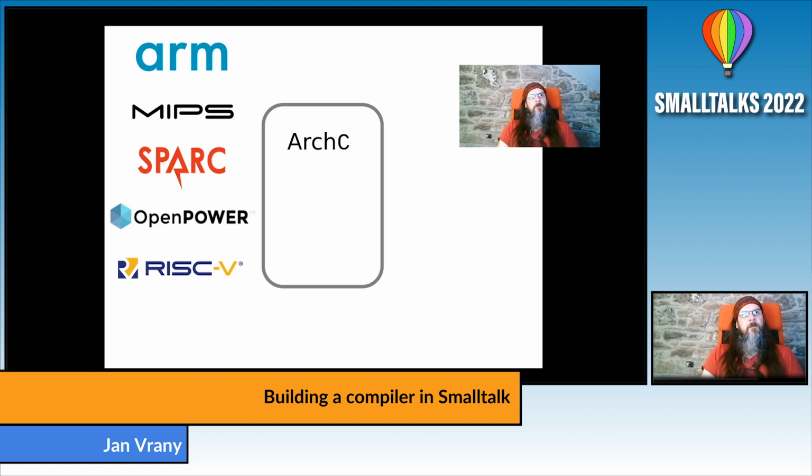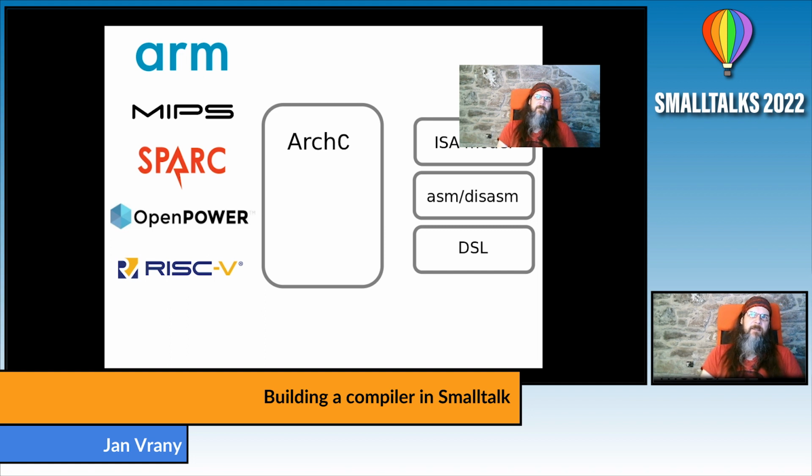So when you get these models or descriptions of these architectures and load them into ArchC, what you get inside Smalltalk, as a Smalltalk object, is the complete model of the ISA, telling you what the instruction formats are, what the individual instructions are, how they are encoded, what registers there are, how the registers are named, how wide the registers are, whether it's 32-bit or 64-bit registers. These things all belong in the model, and you can use them.